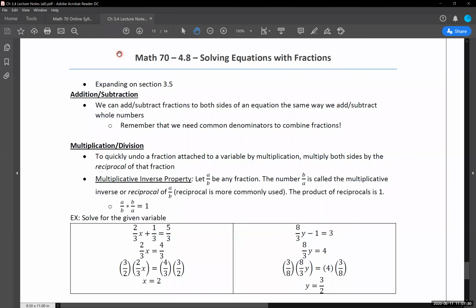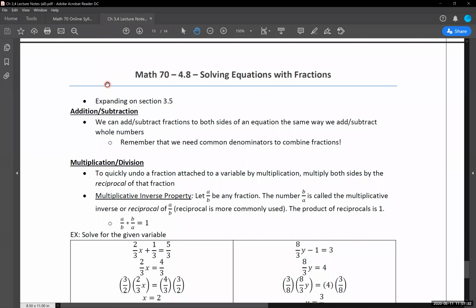All right, so today we are working with 4.8, solving equations with fractions. Now we've already seen a little bit of this on the previous test and on some of the previous homework, but we're going to formalize it and go through a bit of a review. So I'm hoping a fair amount of this comes across as a review, or at least something that we're familiar with in some way, shape, or form.